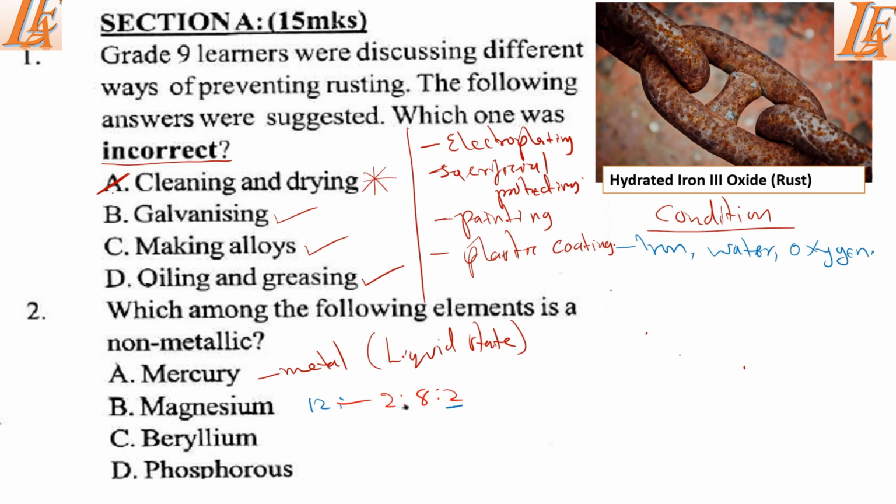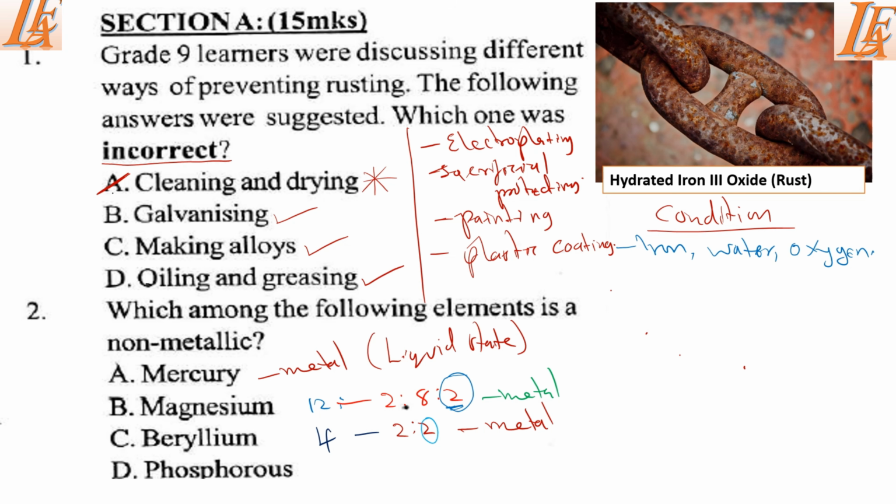Therefore, magnesium is a metal because it has less than 4 electrons in the outermost energy level. In this case, it has 2. So this one is a metal. This is a metal also. Beryllium is atomic number 4. The electron arrangement of beryllium is 2, 2. So also in this case, it has 2 electrons in the outermost energy level, and any element with less than 4 electrons in the outermost energy level is a metal.